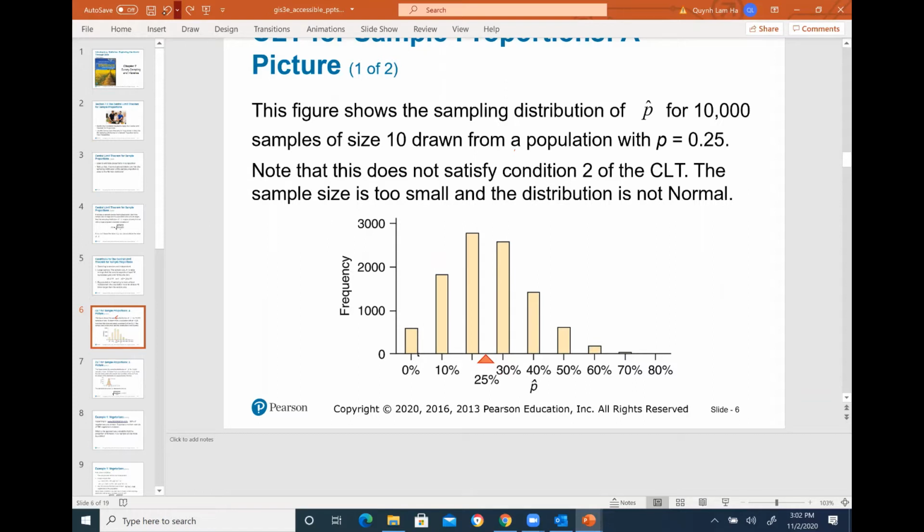Note that this does not satisfy condition 2 of the central limit theorem. The sample size is too small and the distribution is not normal. You look at the distribution: it is not normal because it looks like it's skewed to the right, right? You can write just one of the facts that you see, then you might say it's not satisfied. Since the central limit theorem is not satisfied, you should not apply it.